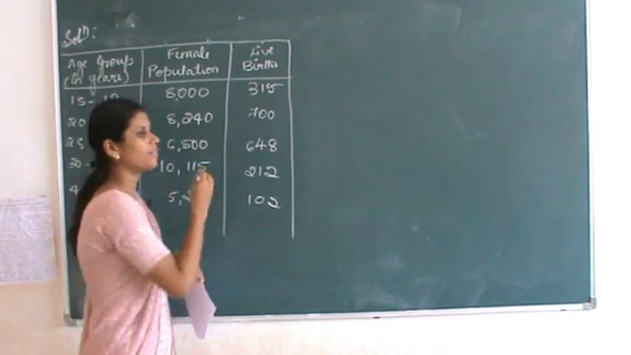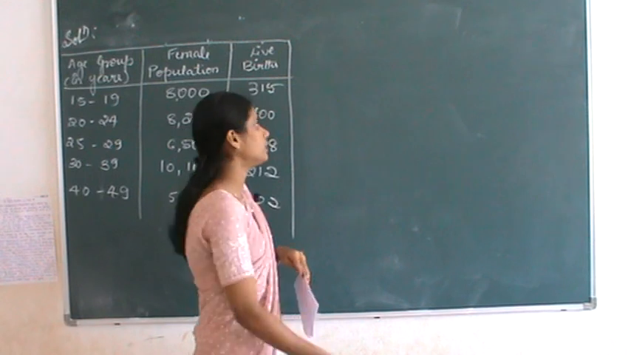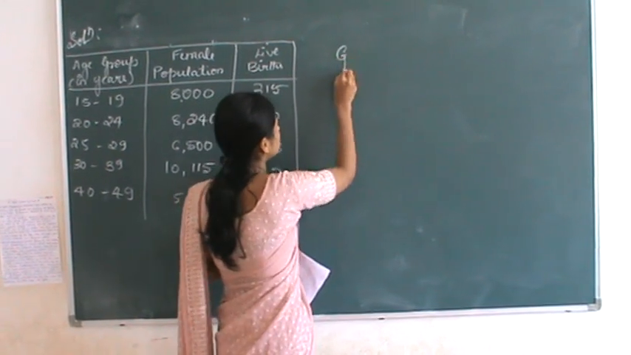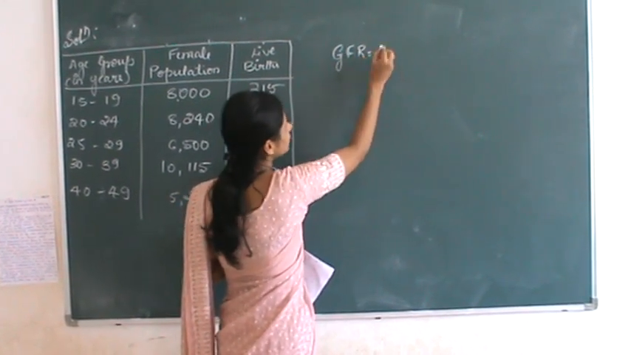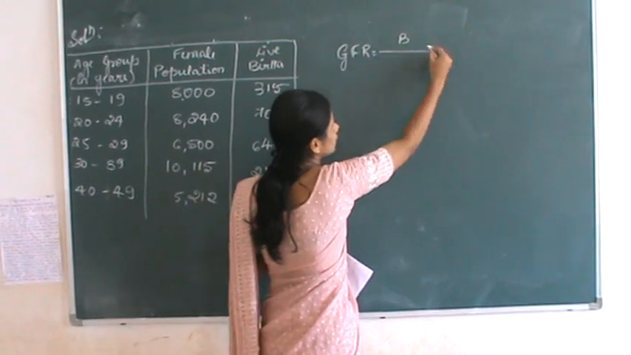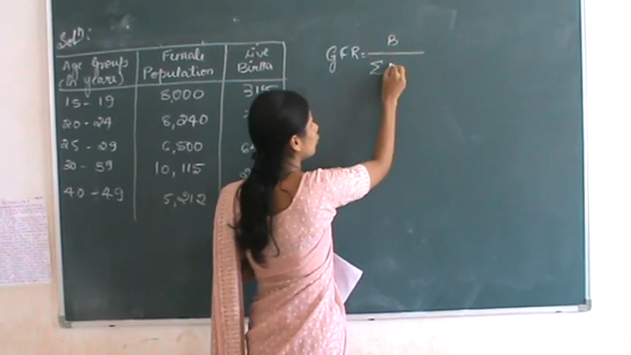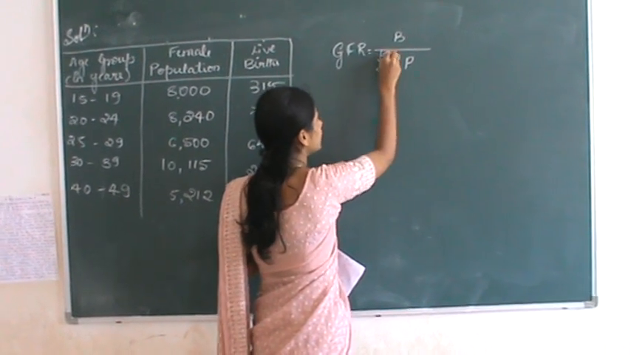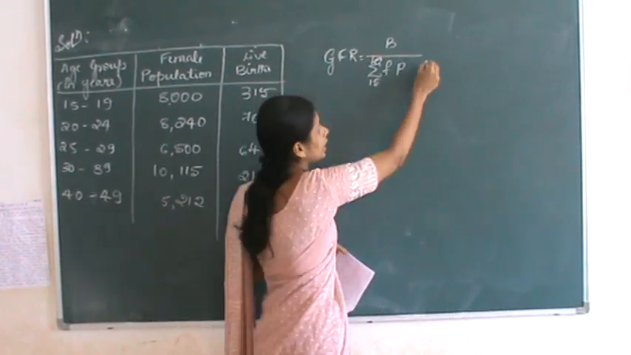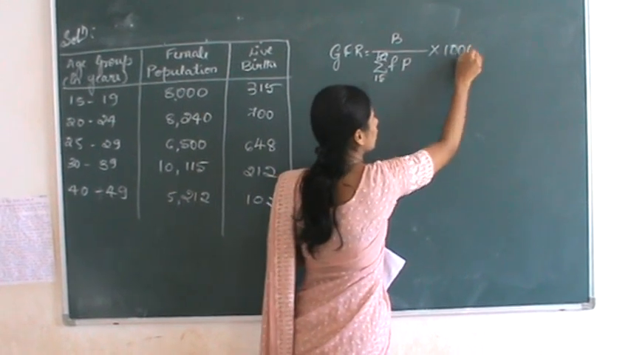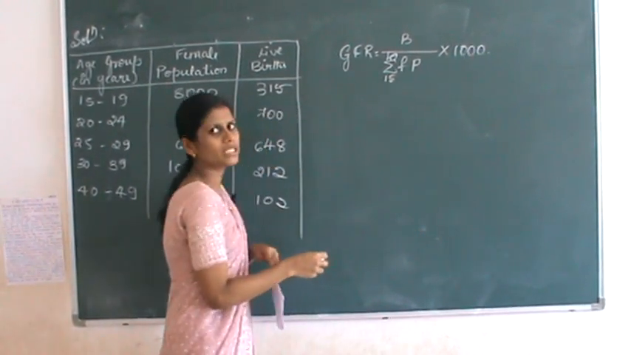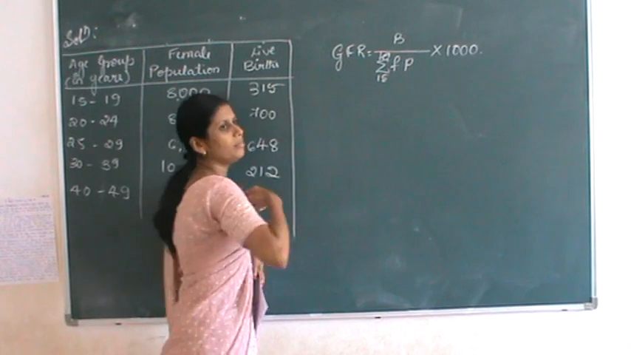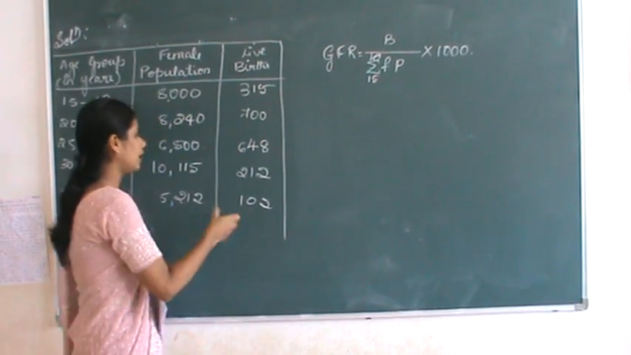Now, after drawing the table, we will apply the formula. That is, general fertility rate is equal to births divided by summation of female population of childbearing age, that is 15 to 49, into 1000. So first we have to calculate B. B is nothing but total of live births.